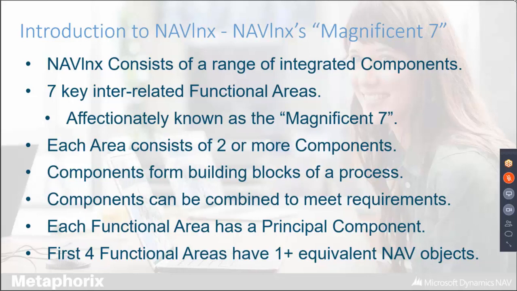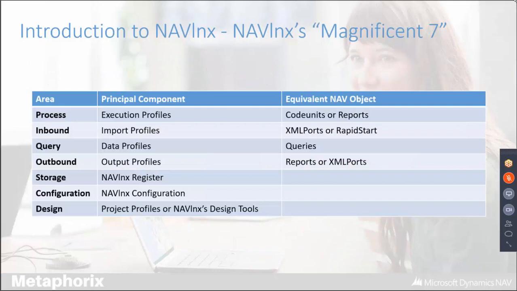Such components can form the building blocks of a process being devised using NAVLNX and can also be combined to meet a business's requirements. Each functional area has a principal component, and the first 4 functional areas, as you'll see in the chart that follows, have at least one equivalent NAV object. So just briefly, I'll show you the table in front of us.